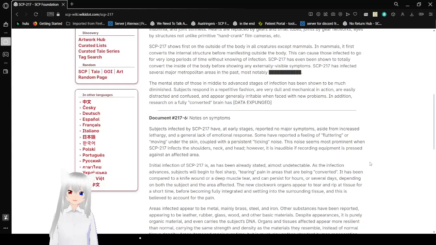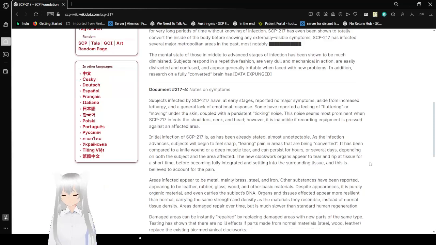The mental state of those in advanced stages of infection has been shown to be much diminished. Subjects respond in a repetitive fashion, are very dull and mechanical in actions, are easily distracted and confused, and appear generally irritable when faced with new problems. In addition, research on a fully converted brain has data expunged. I can only imagine why.